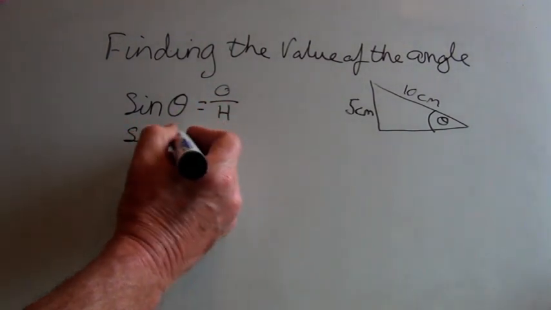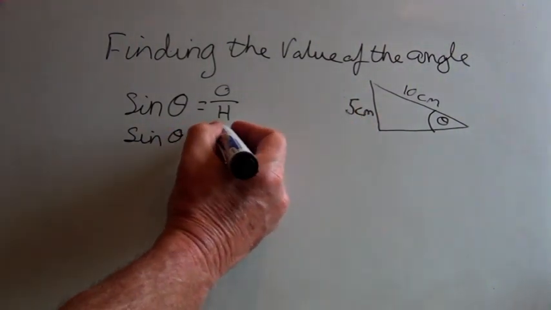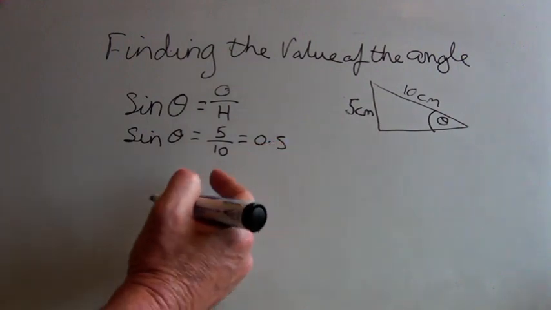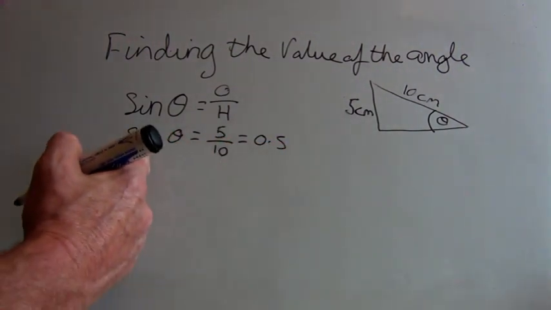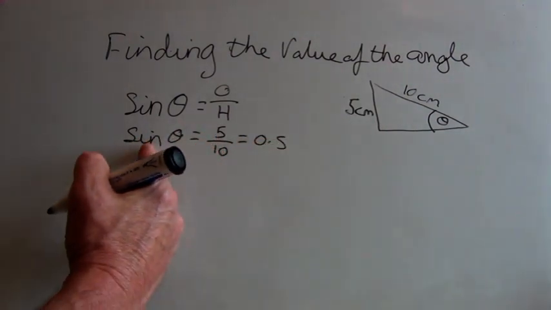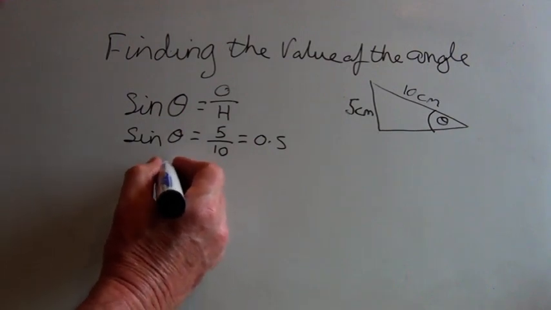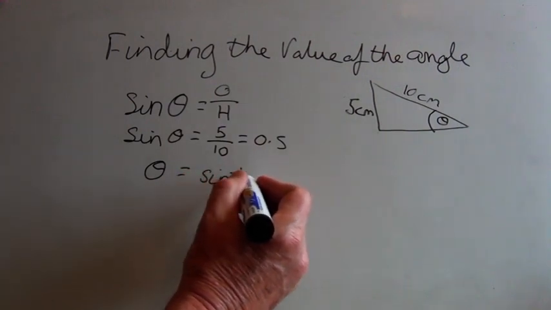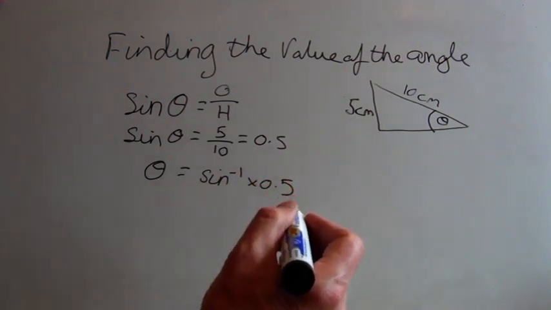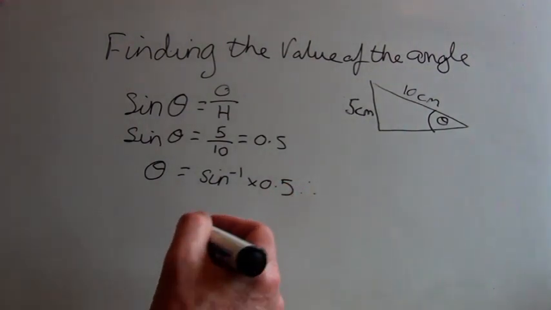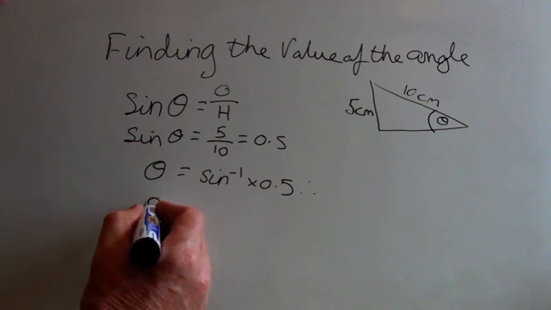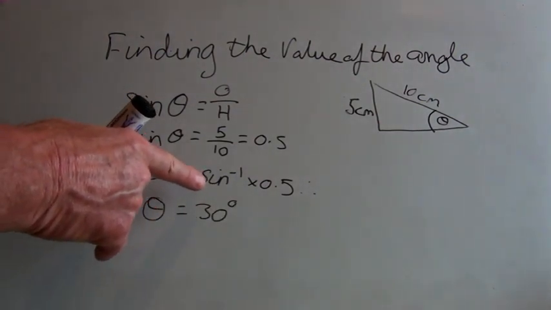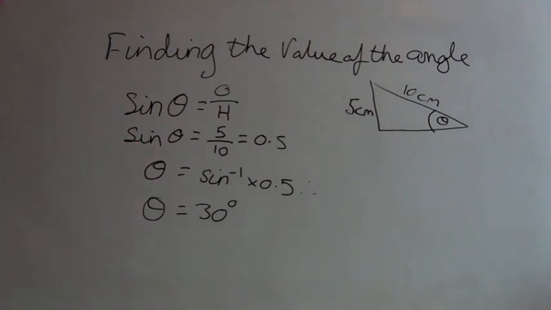So sine theta equals opposite, which is 5, divided by the hypotenuse, which is 10, which is 0.5. 5 divided by 10 is a half. So now we have sine theta equals a half. So we can move sine over to the other side and say theta equals arc sine, or sine to the minus 1 times 0.5. Therefore, if you use a calculator, you'll find that theta equals 30 degrees. And when you're calculating this, don't forget to make sure that your calculator is set to degrees and not radians.